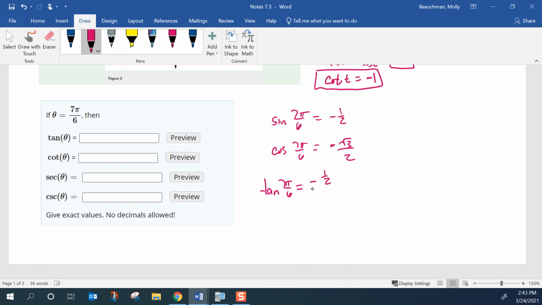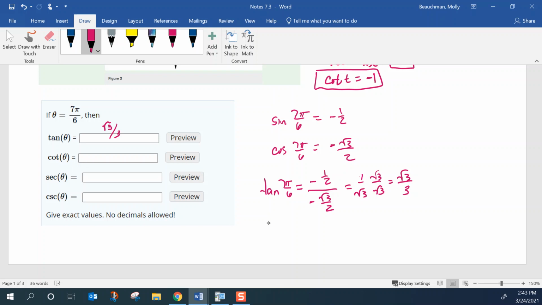That's negative 1/2 divided by negative square root of 3 over 2. 1/2 divided by square root of 3 over 2. The 2's cancel. I get a positive 1 over the square root of 3. Rationalize the denominator. I end up with square root of 3 over 3. So the tangent of my function is square root of 3 over 3.